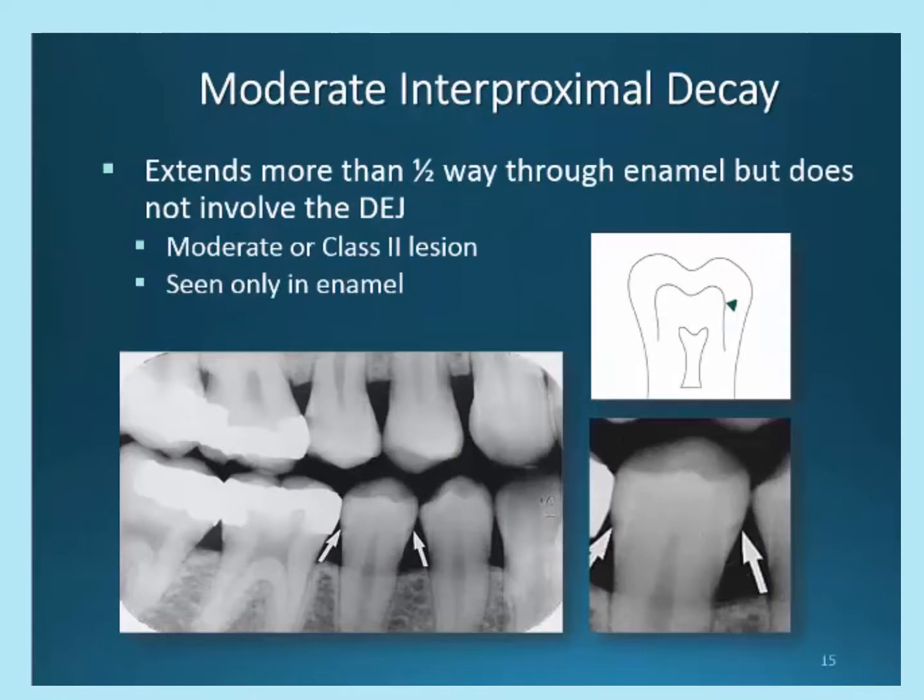Moderate interproximal decay extends more than 1/2 through the enamel, but does not involve the dentin enamel junction. These lesions are only seen in the enamel on radiographs. Typically, 40 to 50% of the tooth structure has been invaded before these lesions are detected on film, and when restored may become Class 3.